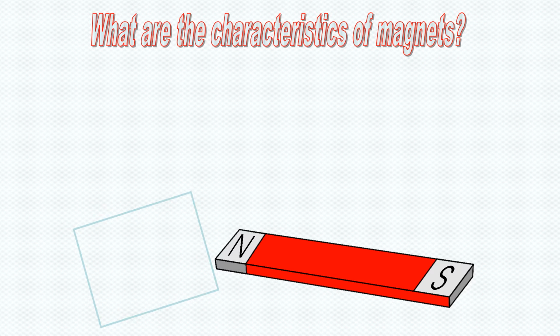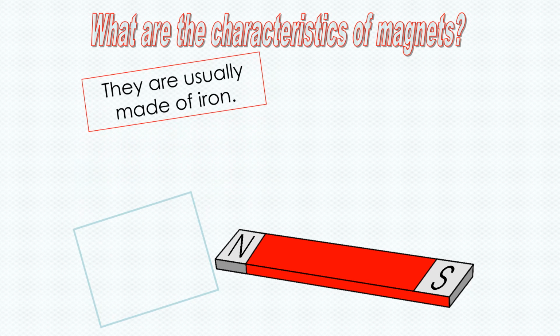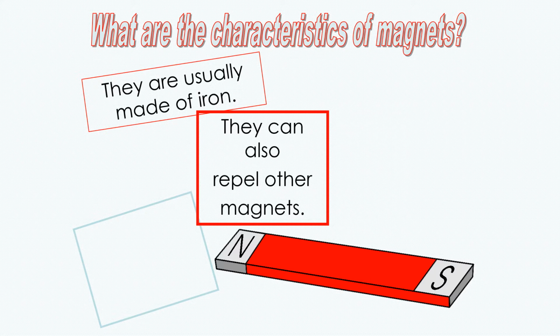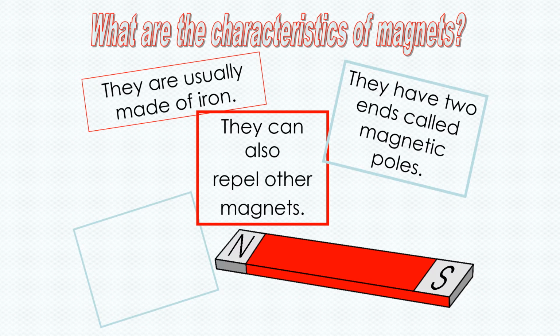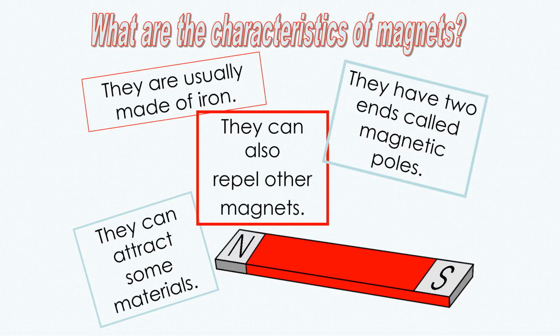What are the characteristics of magnets? They are usually made of iron. They can also repel other magnets. They have two ends called magnetic poles. They can attract some materials.